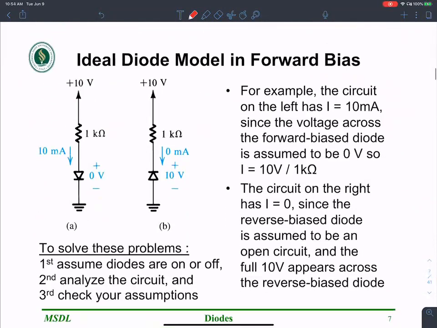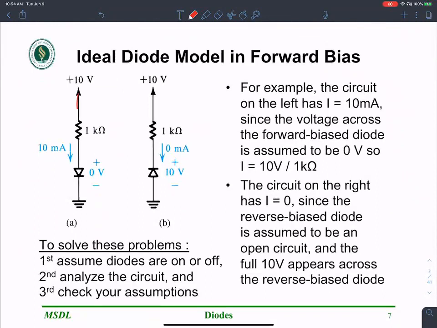So let's look at an example here. Here is a resistance of 1 kilo ohm connected in series to a diode. Here is a resistance that is connected in series to another diode in the opposite configuration. The example shown on the left has 10 milliamperes of current. This can be assumed to be forward biased. There is 10 milliamperes of current, since the voltage across the forward bias diode is assumed to be zero.